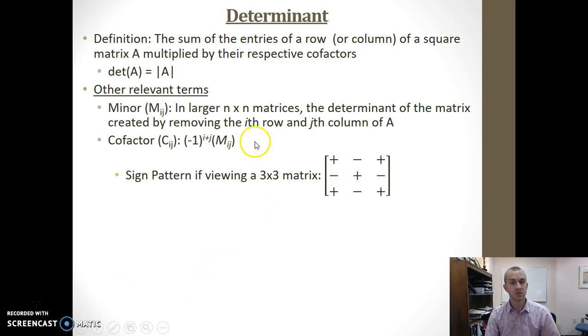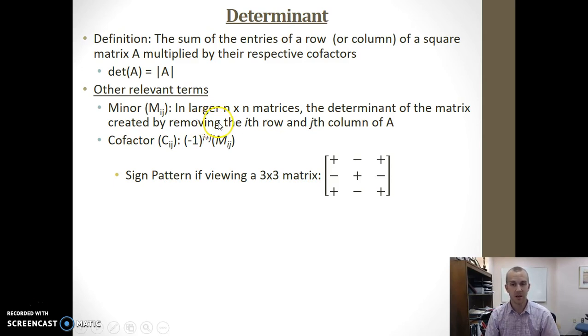First, to do a determinant, it has to be a square matrix. So you have to have the same number of rows and columns. The second thing is this idea of taking the sum of a row or column. So we're going to take those entries, add them together, but first we have to multiply them by a cofactor. So we have to find the cofactor. And that means we also have to find the minor. And the minor is a smaller version of a determinant.